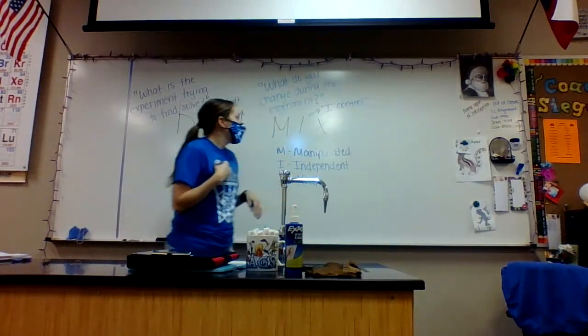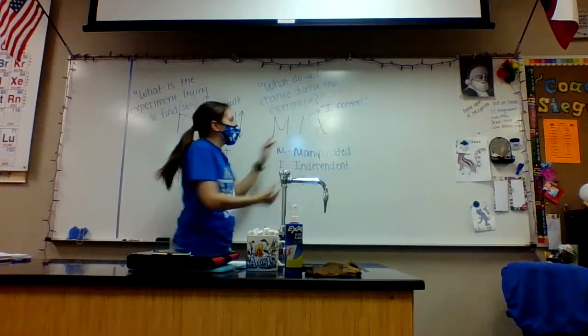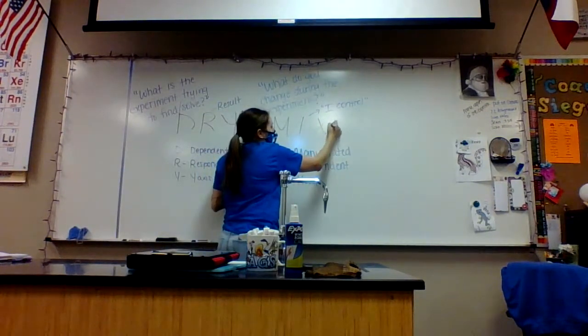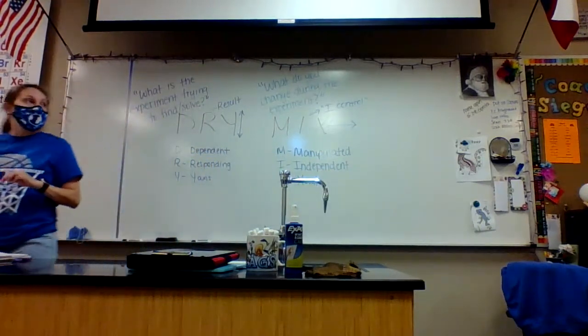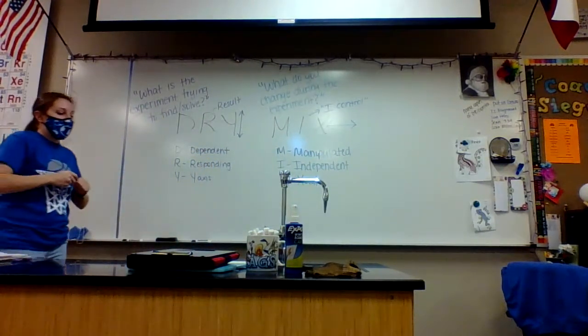Okay? And then this X is the x-axis. Think of that as like an arrow. The x-axis is the horizontal one. It goes left to right. And that is our DRY MIX.